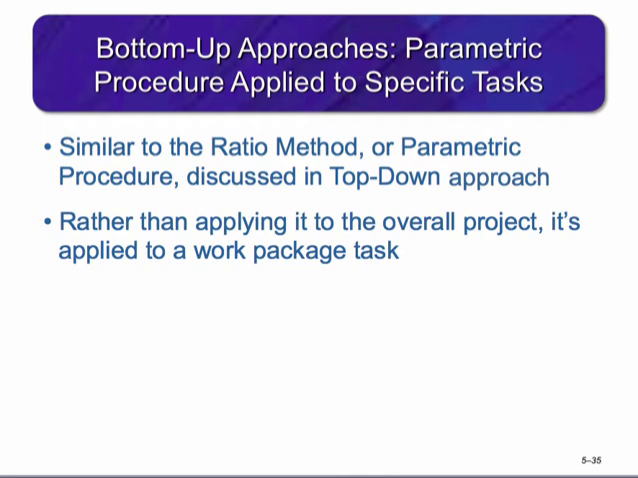The parametric procedure applied to specific tasks is another method of the bottom-up approach for estimating. We talked about the ratio or parametric method for preparing top-down estimates. In the bottom-up approach, the same method is applied only at the work package task level rather than a whole project level. So instead of looking at the size of the house as we did in the ratio method, we look at the size of a room. If wallpaper costs $5 per square foot plus $2 per square foot for installation, you could figure out the cost by multiplying the size of the room in square feet by $7.